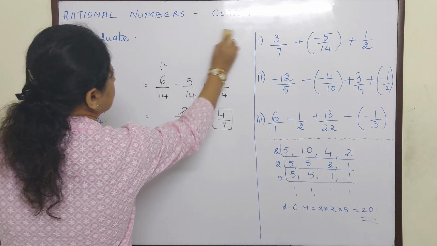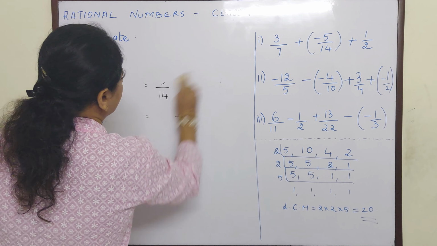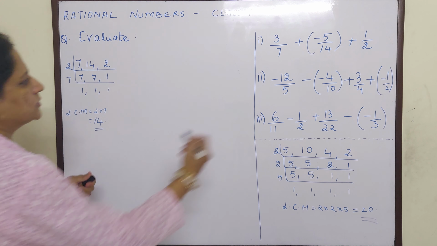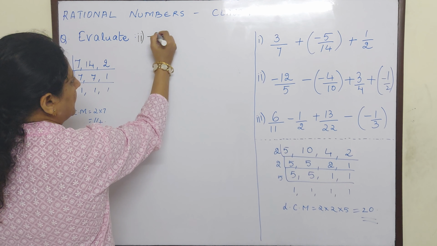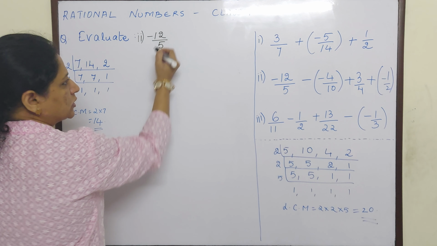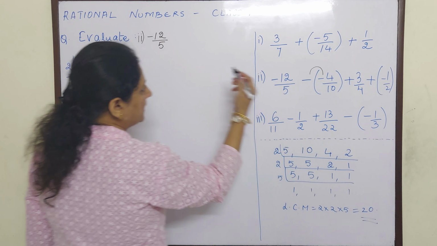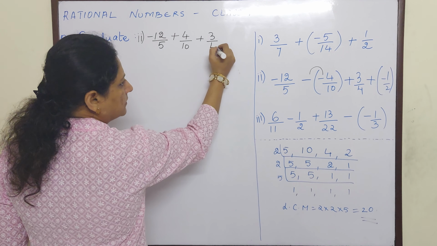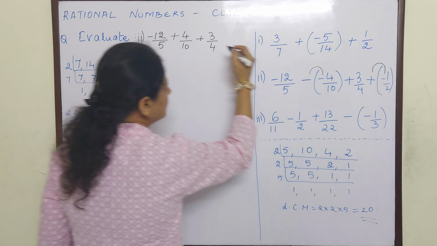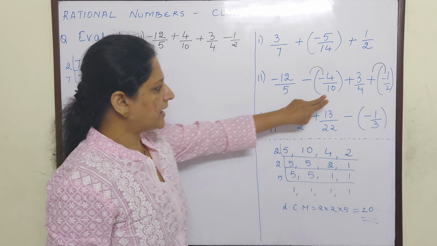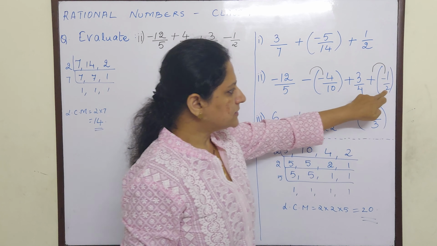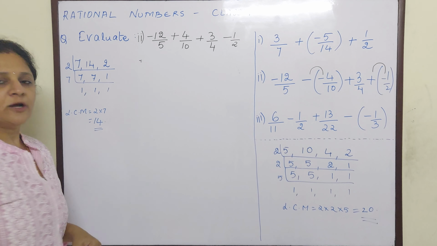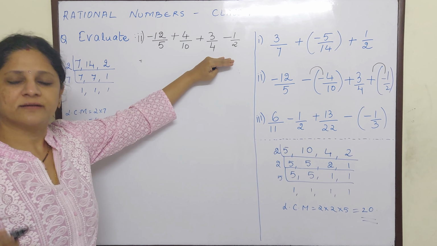Now in the next sum also, children, before a number there are two signs. So your first step will be to convert them into one sign. Second sum: minus 12 by 5. Your next step: minus into minus is plus 4 by 10 plus 3 by 4. Then again plus into minus is minus half. So these had two signs, you made them into one. Good. Now what will be your next step? Yes, to check the denominators.